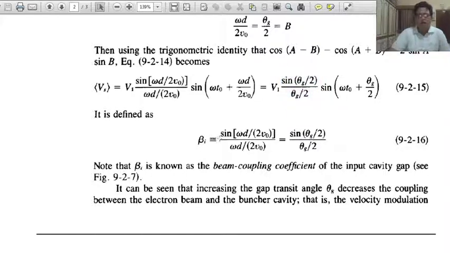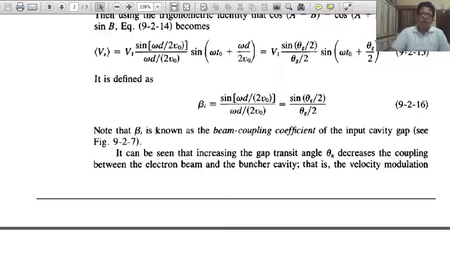Beta I equal to sin omega d upon twice v0 upon omega d upon twice v0, equal to sin theta z upon 2 upon theta z upon 2. Beta I is known as the beam coupling coefficient. What is the significance of this? We will know about it in the next articles.